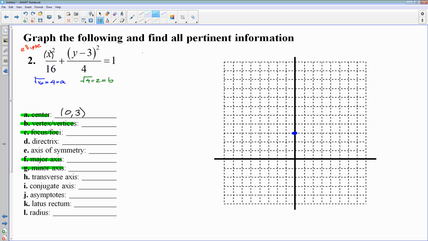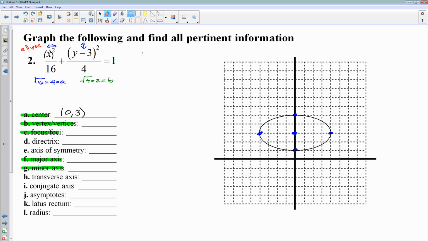And those numbers, a and b, tell you how far up, down, left and right. Under my x is 4. My x-axis runs left and right, so I'm going to go left 2, 3, 4, and I will go right 2, 3, 4. Under my y is 2. My y-axis goes up and down. So in the up and down direction from my center, I'll go 2 units, and I will go 2 units, and that is going to be enough to graph my ellipse. So my ellipse is going to come somewhere like that.